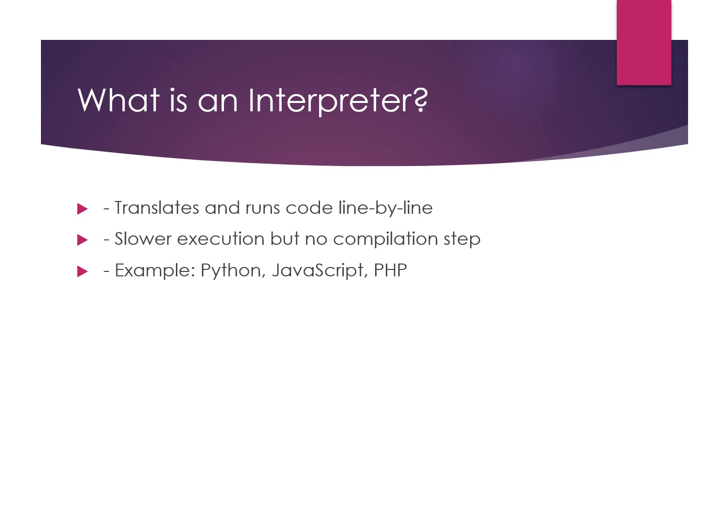Since the code is executed line by line, it runs slower compared to compiled programs. However, it does not require a separate compilation step, making development and debugging faster. For example, Python, JavaScript, and PHP are interpreted on web servers. So these are the examples of interpreted languages.